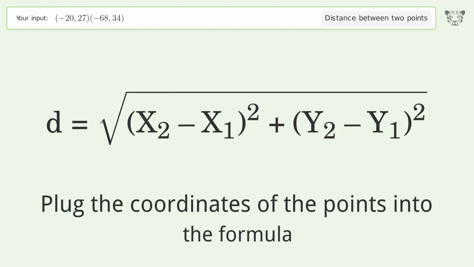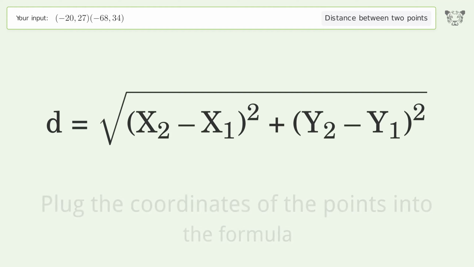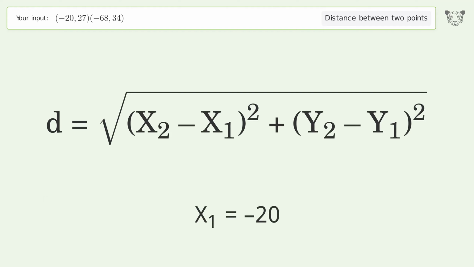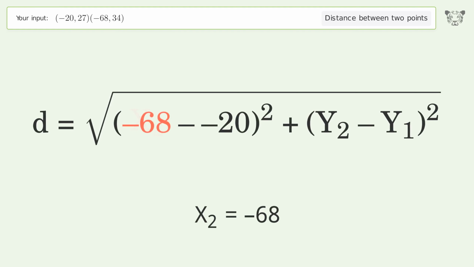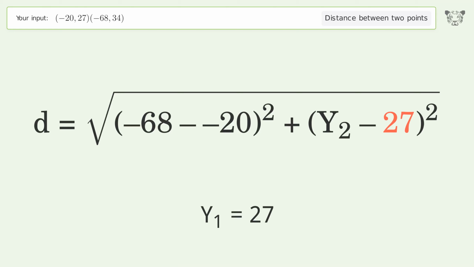Plug the coordinates of the points into the formula. x1 equals -20. x2 equals -68. y1 equals 27. y2 equals 34.